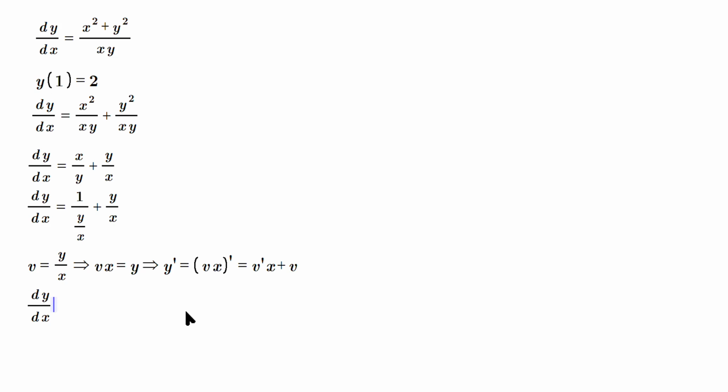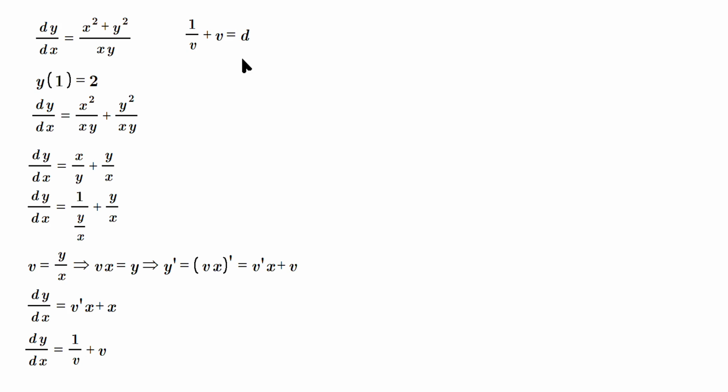dy/dx is equal to v prime x plus v. But now remember that we wrote dy/dx as 1 over y over x plus y over x. So we can write dy/dx is equal to 1 over, and then y over x gets replaced with v, plus, and the other y over x also becomes v. But we also know that y prime, which is in other words dy/dx, is v prime x plus v. So we can equate the two. We're going to say 1 over v plus v is equal to v prime x plus v.